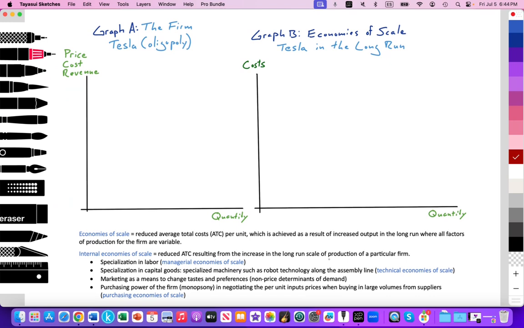So graph A is the individual firm. It is Tesla as an oligopoly within the car manufacturing industry. Graph B will illustrate economies of scale achieved by Tesla in the long run.